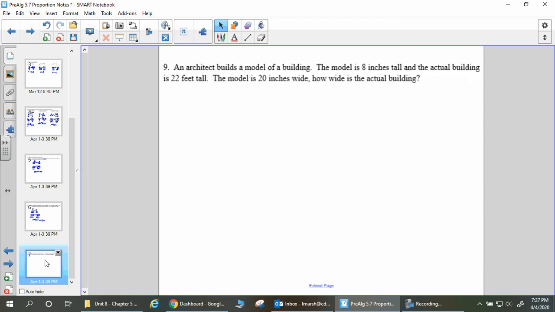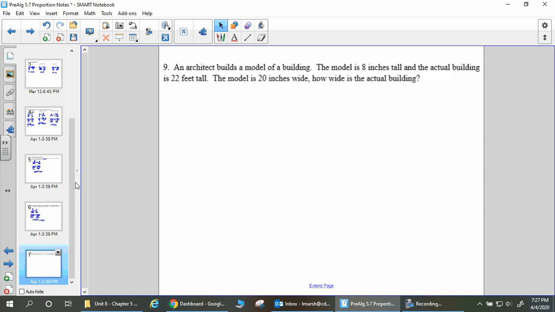So here's one more. An architect builds a model of a building. The model is 8 inches tall. The actual building is 22 feet tall. The model is 20 inches wide. How wide is the actual building? If you want to try this one on your own, go ahead and hit pause. If you're not doing it on your own, or if you have, let's go through and check our answers.